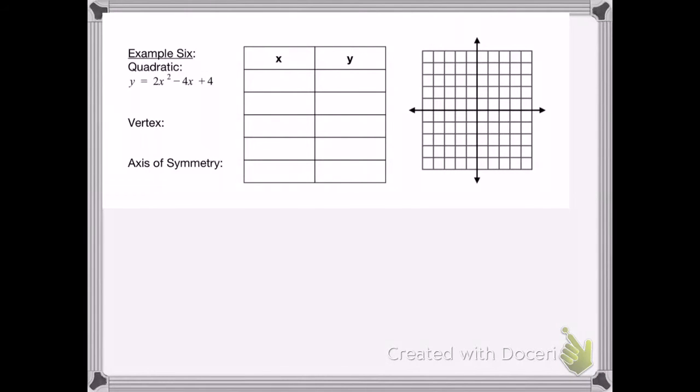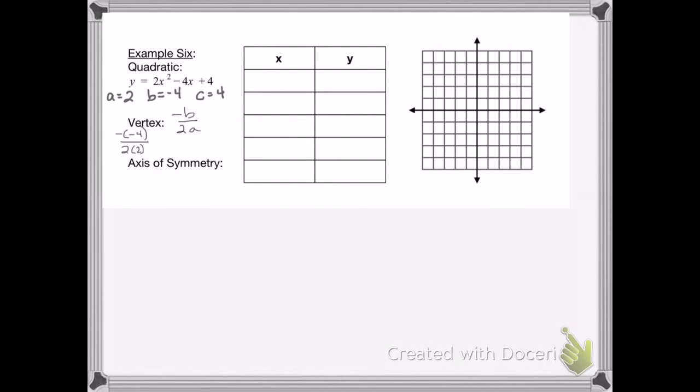So the first thing we're doing is going to find our A, B, and our C. So let's look. We have A. It's a number with x squared, so that's 2. B is -4, and C is 4, because that's just our constant. So our vertex, we've got -b over 2a. So that's just our -4 over 2 times 2.